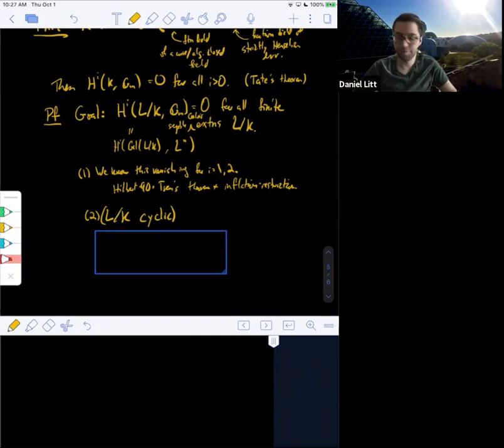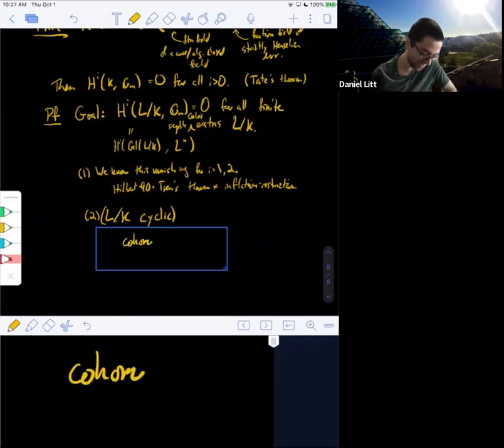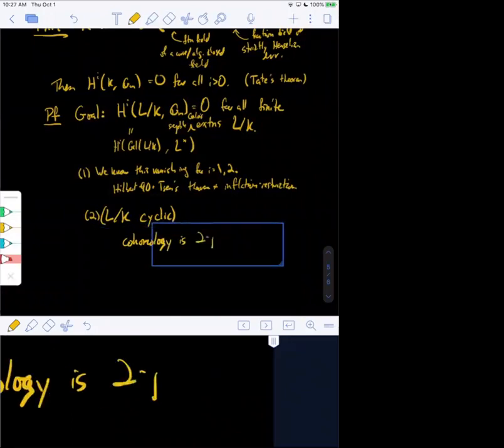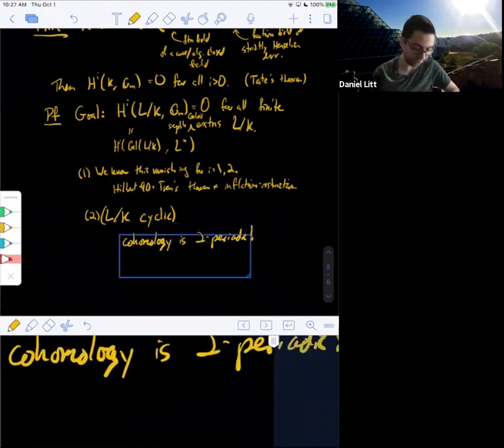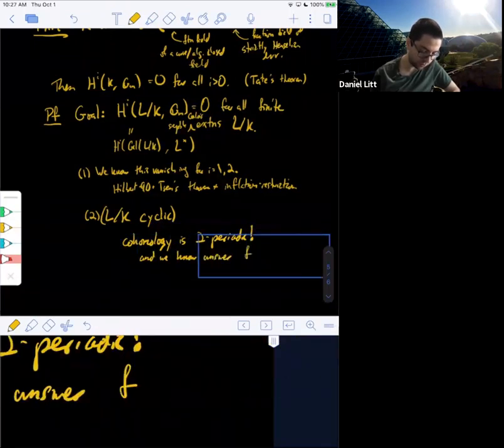I think the cohomology is periodic. Yeah, and what's the period? 2. Yeah, so the cohomology is 2 periodic. Cohomology of a cyclic group is 2 periodic. So we know the answer for 1 and 2. So we have 0 for 1 and 2, and now we have a 2 periodic sequence of groups. So it's 0 everywhere, for cyclic groups.